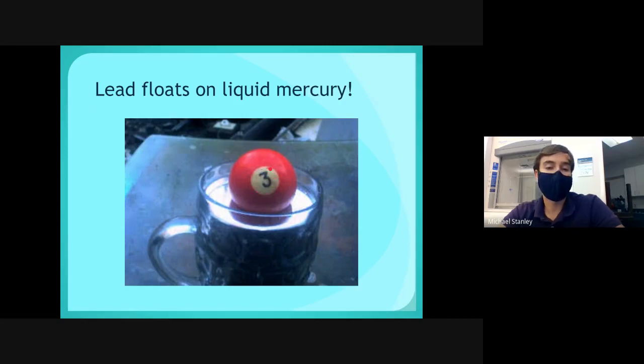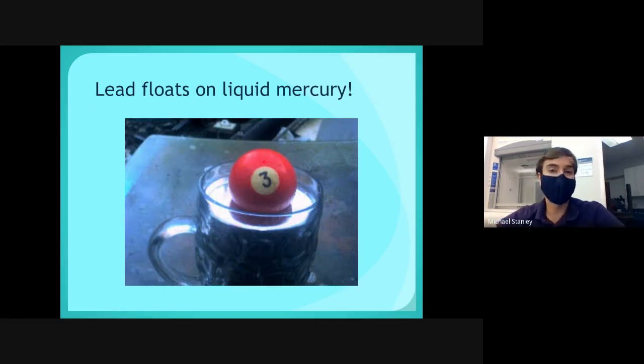Because lead as a substance is less dense than mercury as a substance, it doesn't matter what state the lead is in, solid or liquid, it's going to float on top of the mercury. Again, it's all because of these differences in density. Lead has a lower density, and so it floats on top. Mercury has a higher density, so it sinks down to the bottom, or in this case, it stays below the lead.